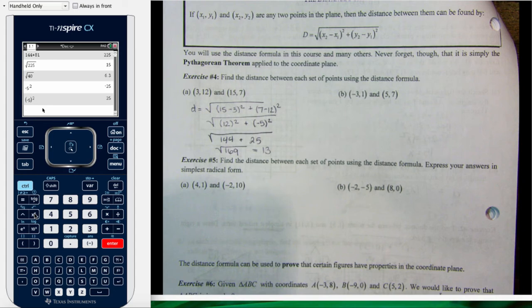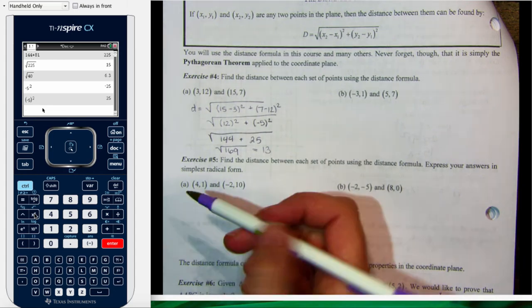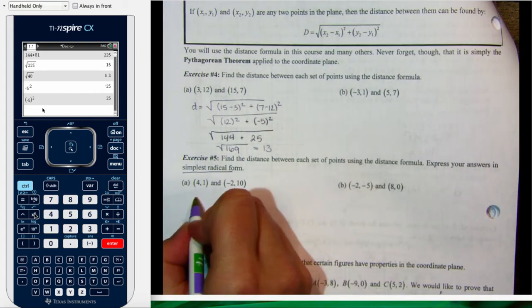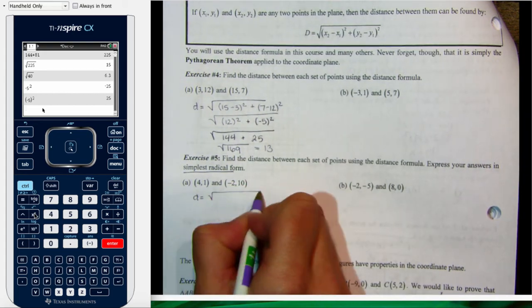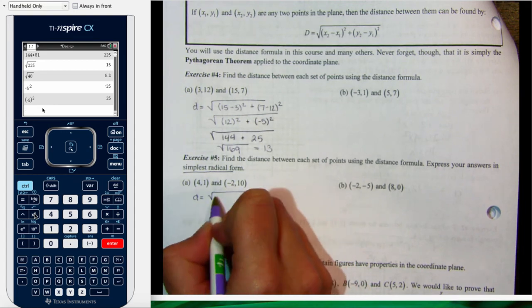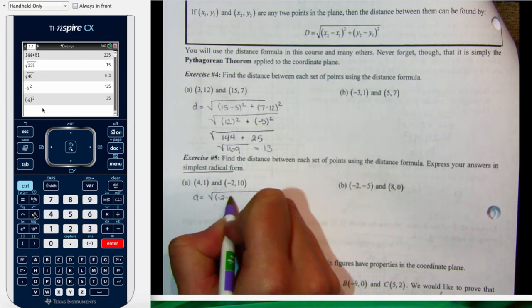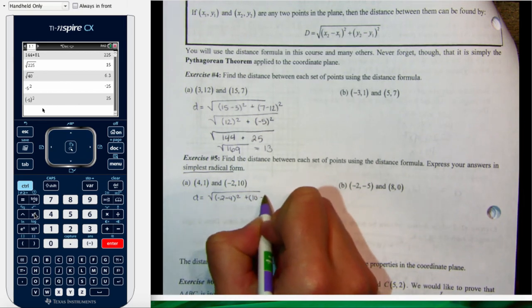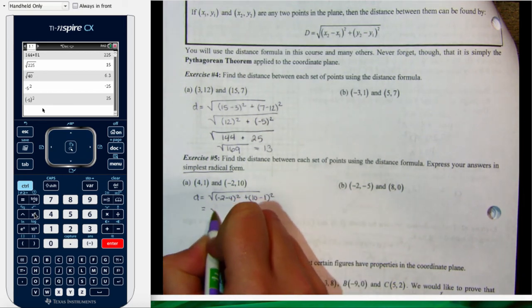And now for example number 5, we're going to do the same thing, but this time our answers are not going to be nice, pretty numbers, because it tells us that we want our answer to be in simplest radical form. So again, I'll do one with you. We want to subtract our x values, so -2 minus 4 squared, and then subtract our y values, 10 minus 1 squared, and now we're just going to clean it up.